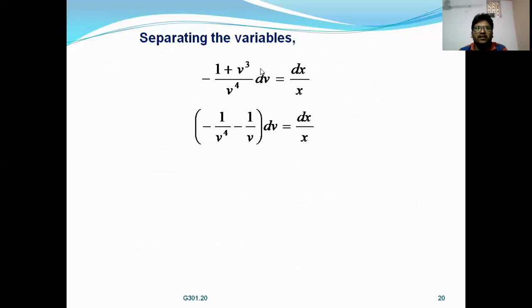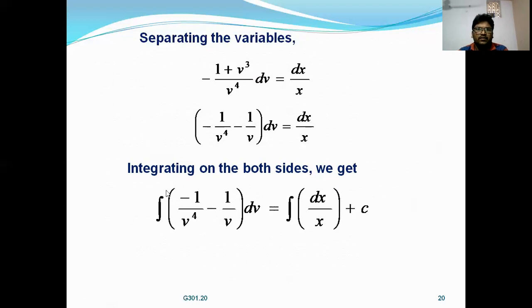Next, separate the denominator of these two terms, then you will get (-1/v⁴ - 1/v) dv = dx/x. So on integrating both sides, we get the integral of (-1/v⁴ - 1/v) dv = the integral of dx/x + c. So now it is ready to integrate.